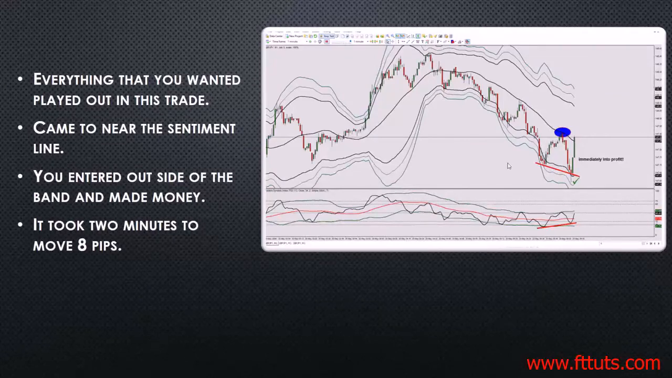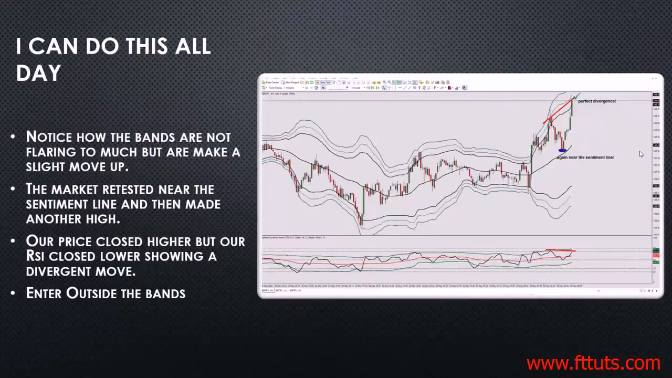Everything that you wanted once again played out in this trade. Came near the sentiment line, you entered outside the band and made money. It took 2 minutes to move 8 pips. I can do this all day.